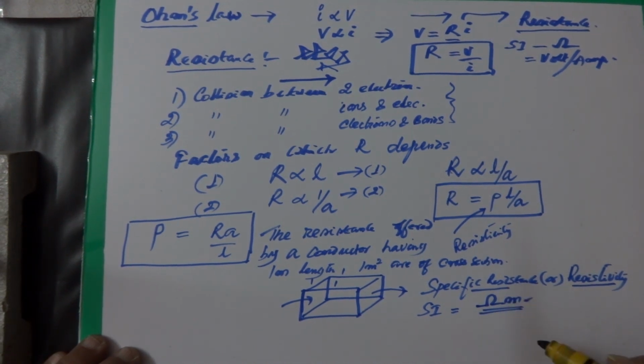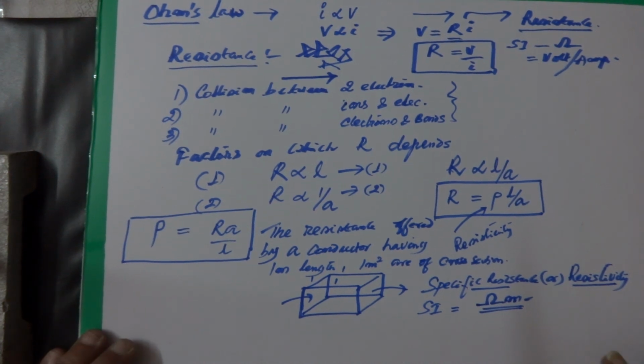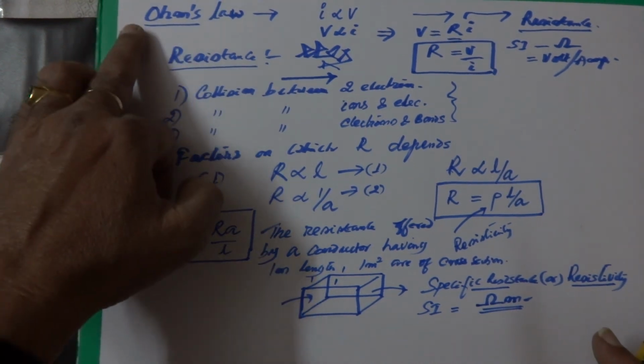This specific resistance can be calculated with the help of an instrument called a meter bridge. Later on we will come to know how to calculate the specific resistance or resistivity of a material by using the meter bridge. Now we started with Ohm's law.